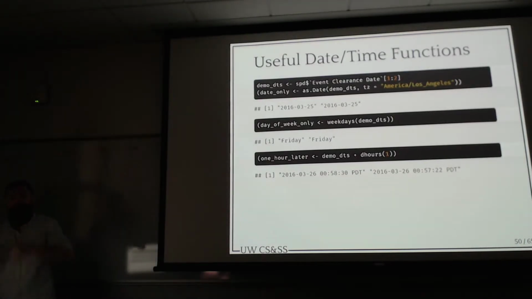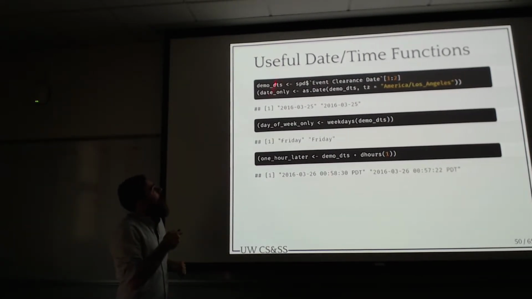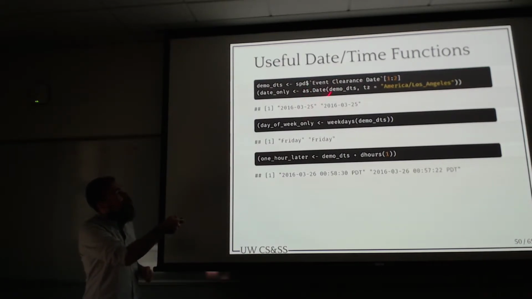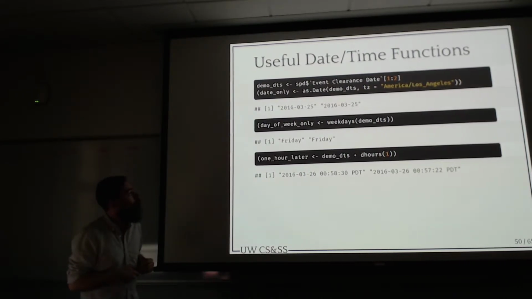Okay, some useful functions. Let's say I want just the date of something. Remember event clearance date? Event clearance date was a date and a time. Often you only care about one of those things, the time or the date. If I say as.Date and give it a date-time variable, it will spit out just the date, being a year, a month, and a day. Basically it just cuts off the time information.